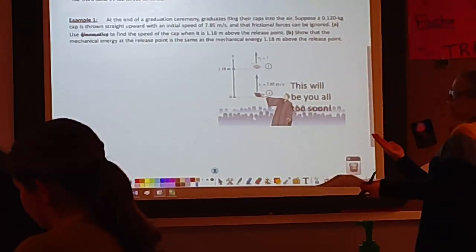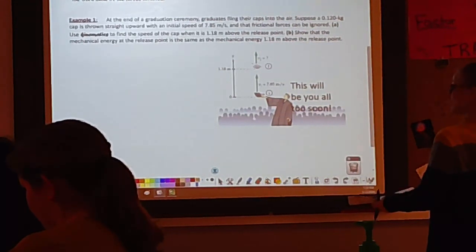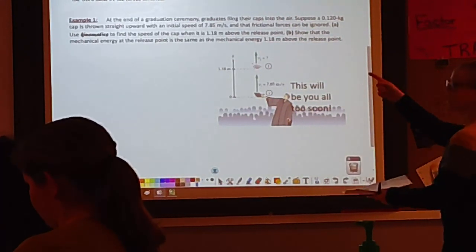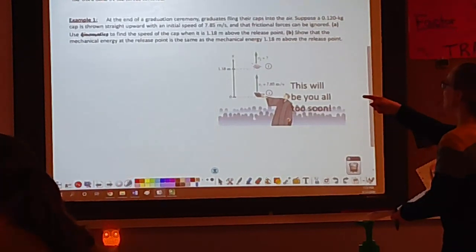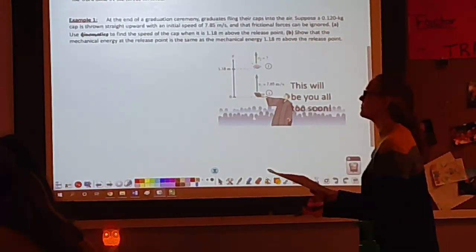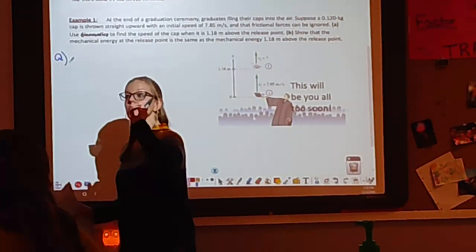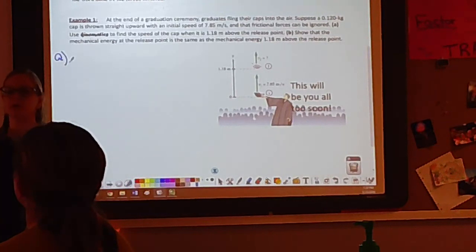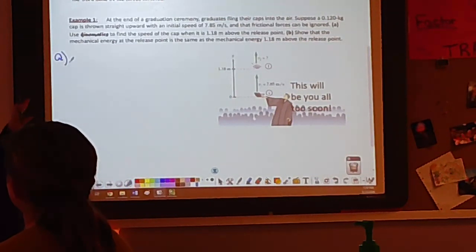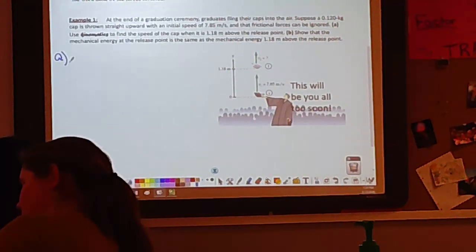A, using kinematics. That was your first test, remember, chapter 2? Use kinematics to find the speed of the cap when it's 1.8 meters above the release point. This is such a nice little review for you. I could have asked you that question in chapter 2 and stopped there. You could not have answered B in chapter 2, but you could have answered A in chapter 2.